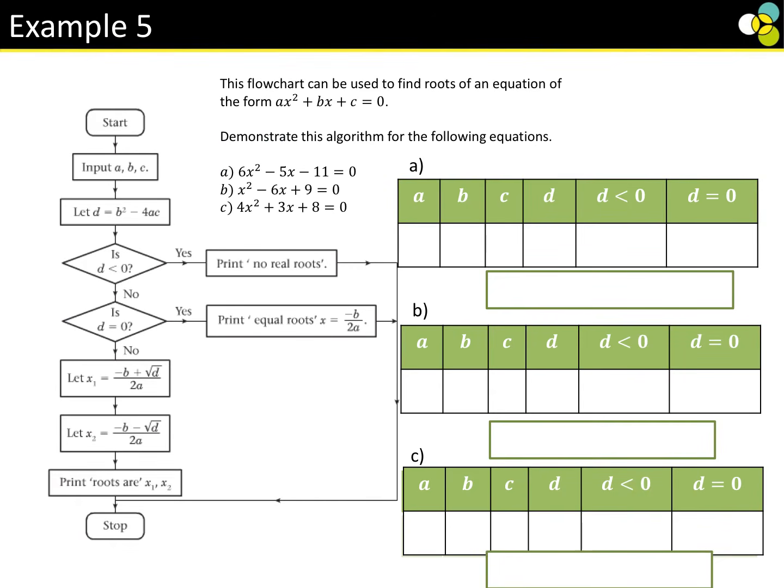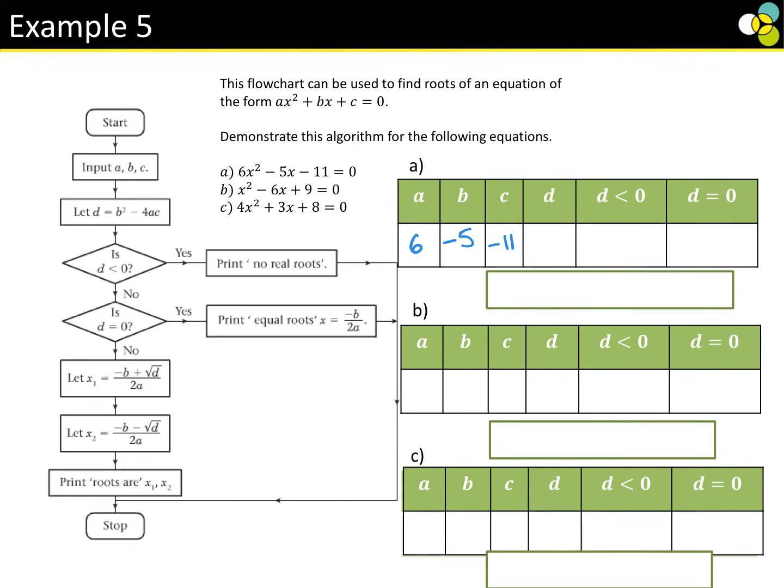Okay, here's another example for you to try. Okay, so we're going to try it on A, and then B, and then C. So this flowchart can be used to find roots of an equation in the form ax squared plus bx plus c. So you can have a look at this and give it a go. Okay, so the first one, our A is 6, B is negative 5, and C is negative 11.